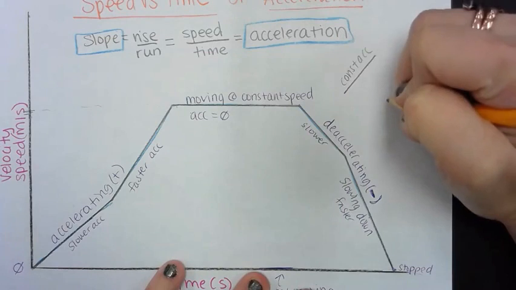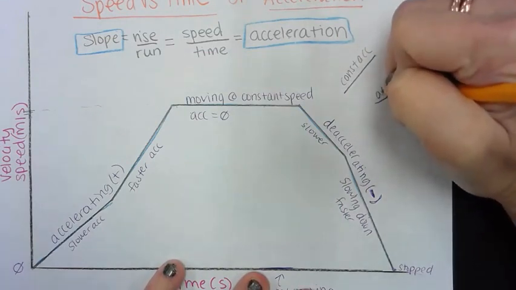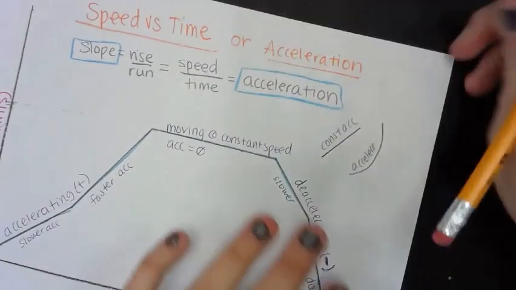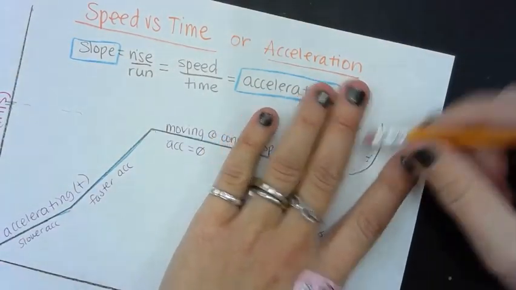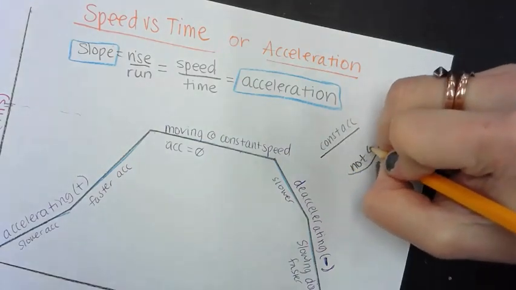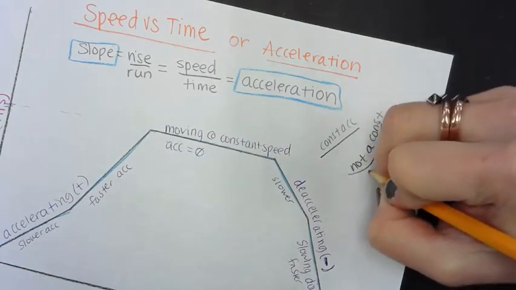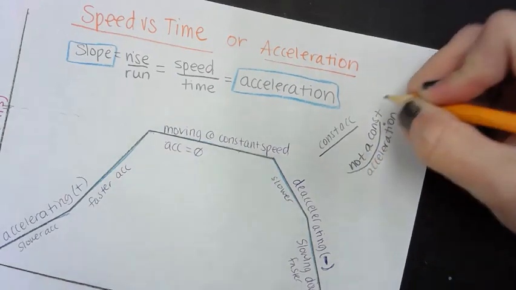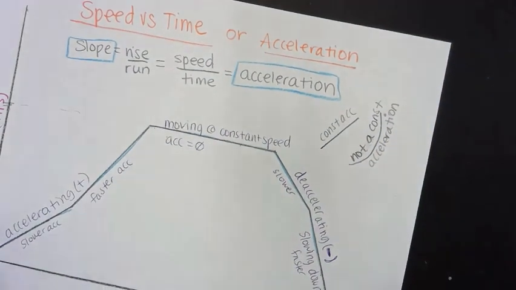Anytime you have a straight line on this graph, you have a constant acceleration. If you have a curved line, you have not a constant acceleration. Your acceleration is actually accelerating, if that was something that you could actually say.